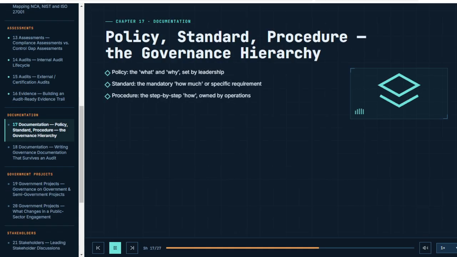Governance documentation follows a clear hierarchy. Policy sets the what and why, owned by leadership. Standards set the mandatory how much, specific thresholds and requirements. Procedures spell out the step-by-step how, owned by the operational teams that actually do the work. In summary, policy, the what and why, set by leadership; standard, the mandatory how much or specific requirement; procedure, the step-by-step how, owned by operations.